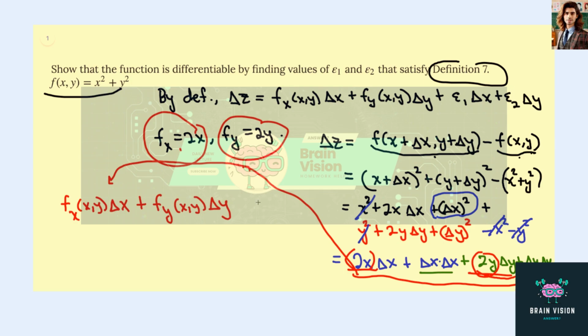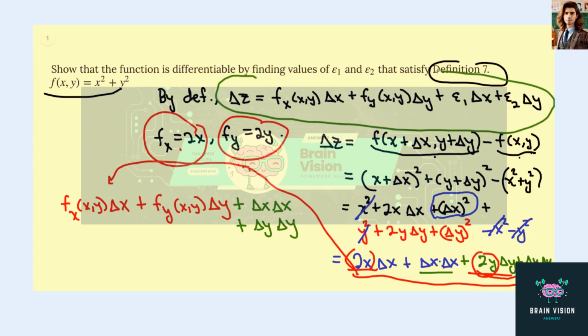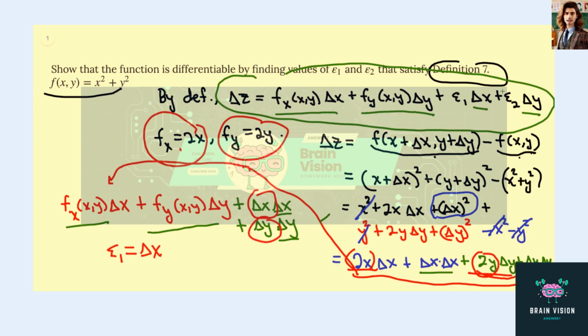And then we have delta x, and so now if we compare it back to definition 7, if you look at our first two terms, they're exactly the same. We have a delta x here, just like they do, and we have a delta y here, just like they do. So that must mean that this quantity here is our epsilon 1, and that this quantity here is our epsilon 2.